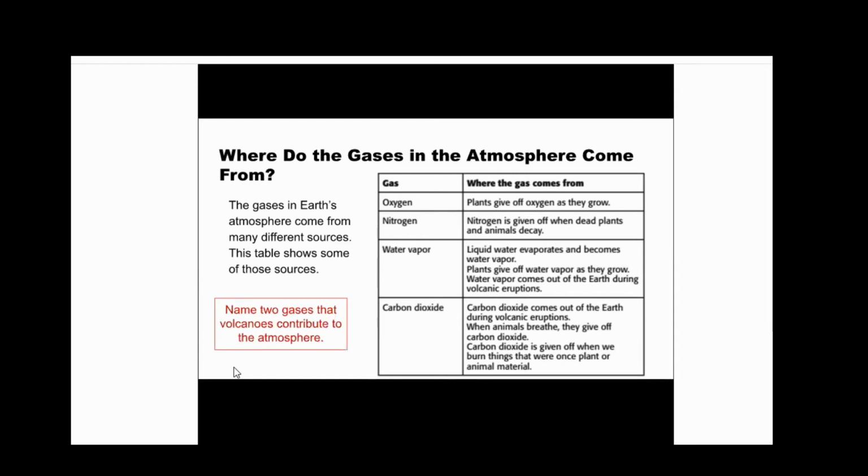So two gases that volcanoes contribute to the atmosphere. You should be able to come up with that based on this chart. Just look through this chart and see where it says volcanoes. Okay, I didn't talk about it initially, but the last one is right here, volcanic eruptions and water vapor. When you have a lake or a body of water and a volcano erupts in that vicinity, the heat from the volcano will instantly vaporize that water in that lake and put the water vapor up into the atmosphere. So that's your second one in addition to the carbon dioxide.